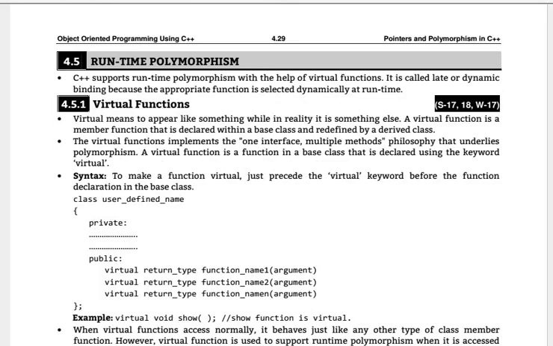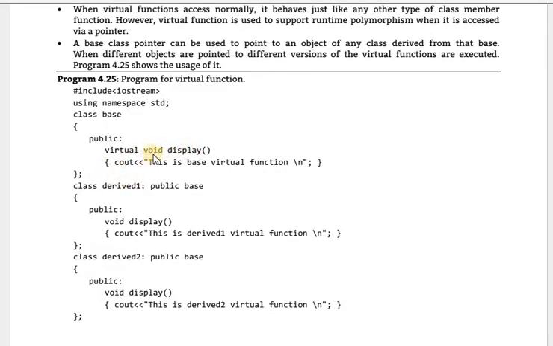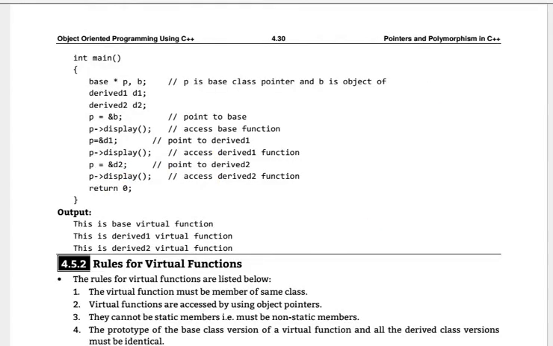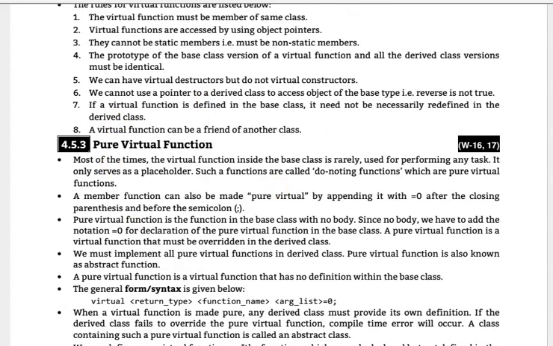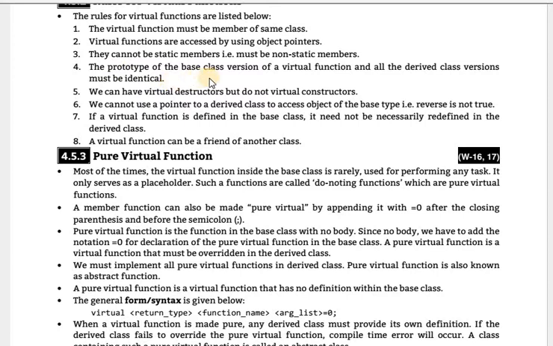For this, see here, this prototype is identical in all these three display functions. Here the argument list is not present. Again in these two functions there is no argument list. All the functions have void as the return type. So this is the fourth rule. The prototype of the base class version of a virtual function and all the derived class versions must be identical.